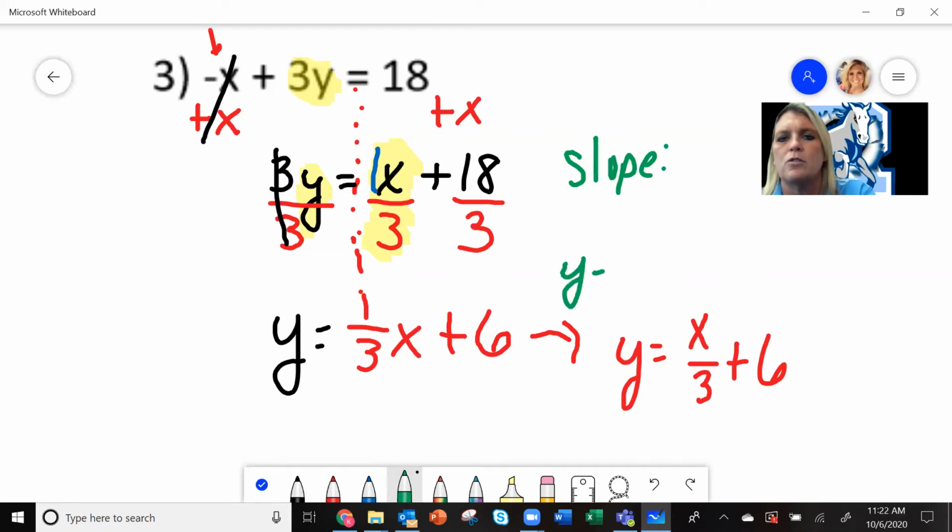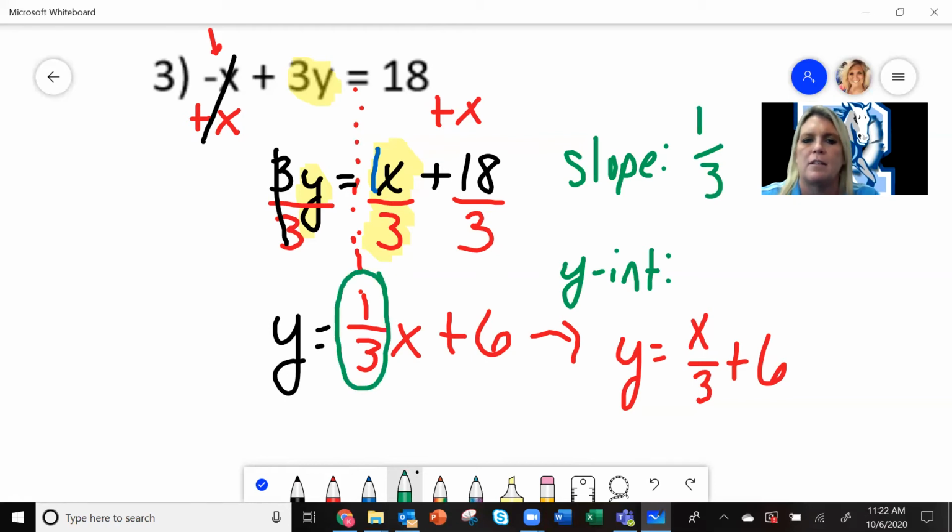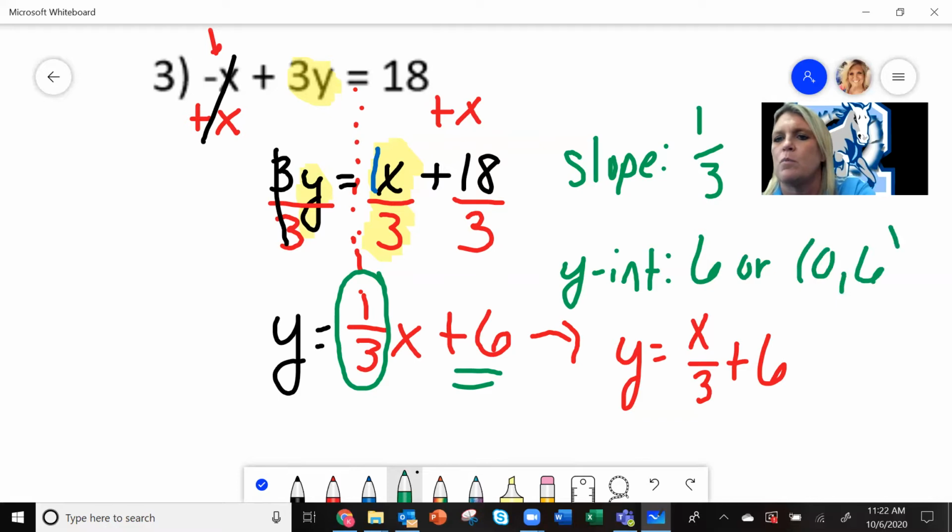What is the y-intercept? The slope is going to be 1/3. That is the number that's being multiplied in front of the x. The y-intercept is what is being added or subtracted, which is 6, or we're going to write it as 0, 6. A y-intercept has a 0 in the x spot.